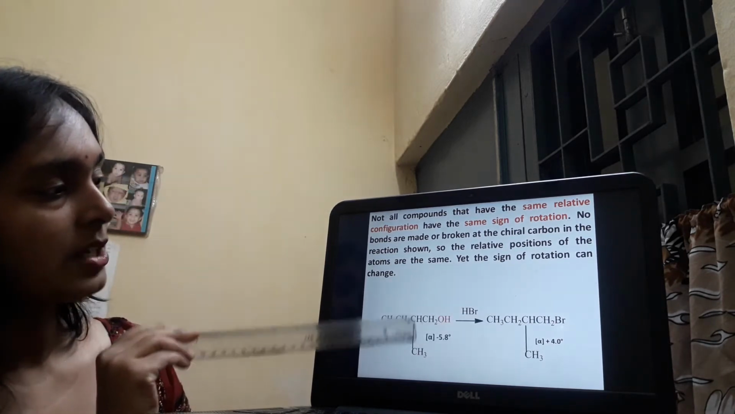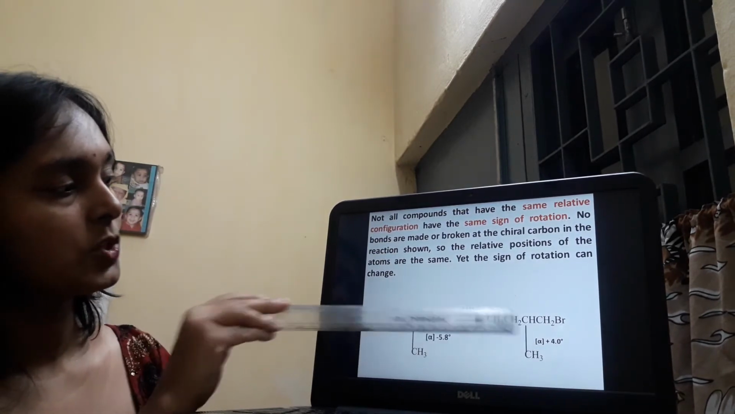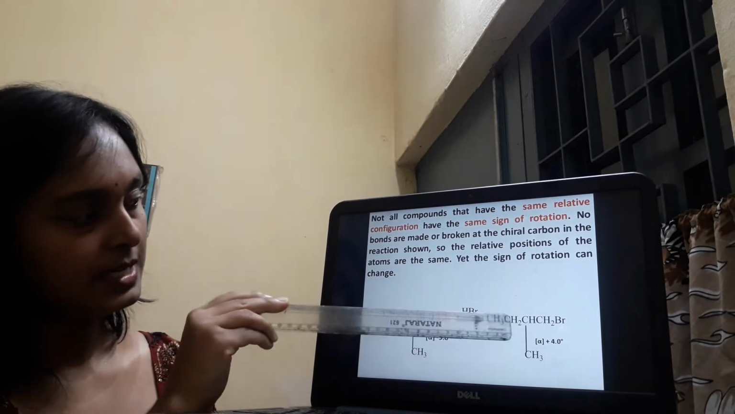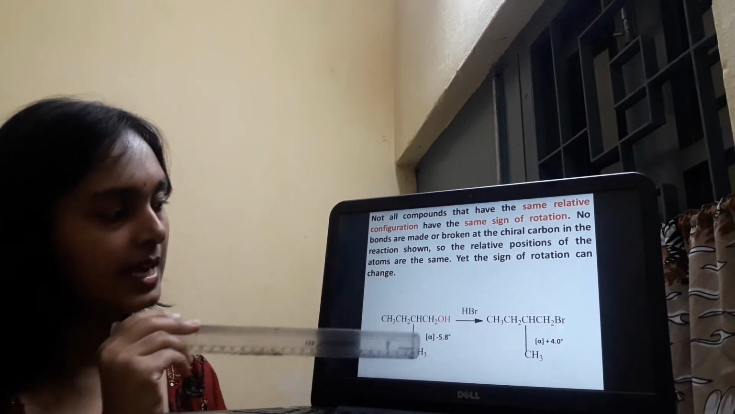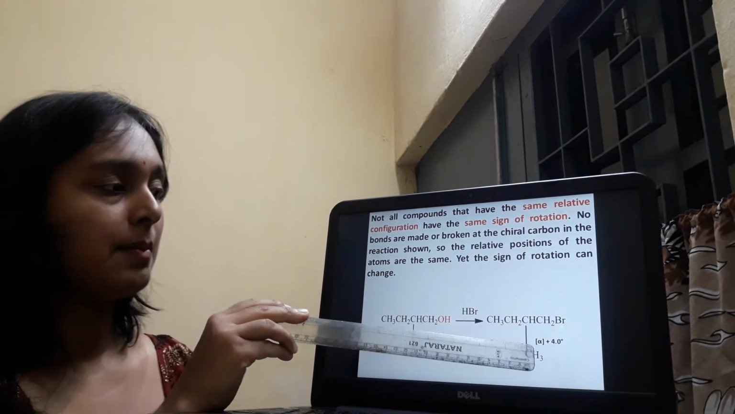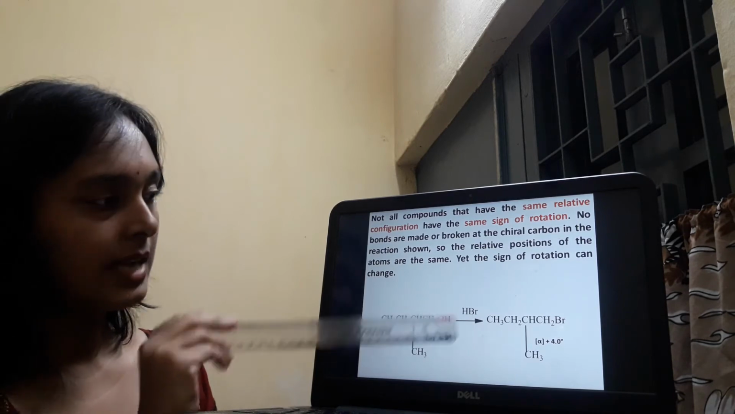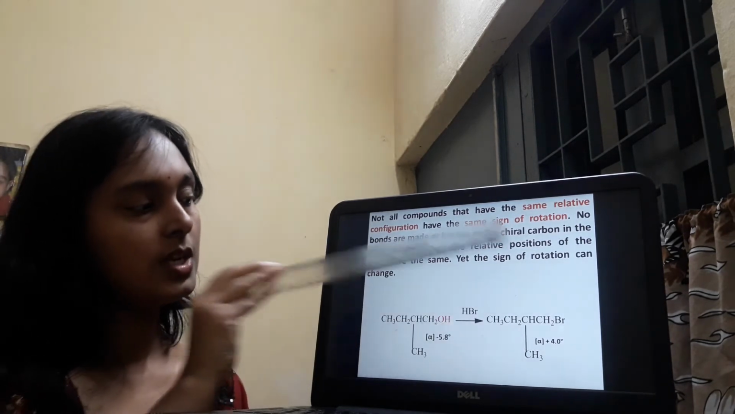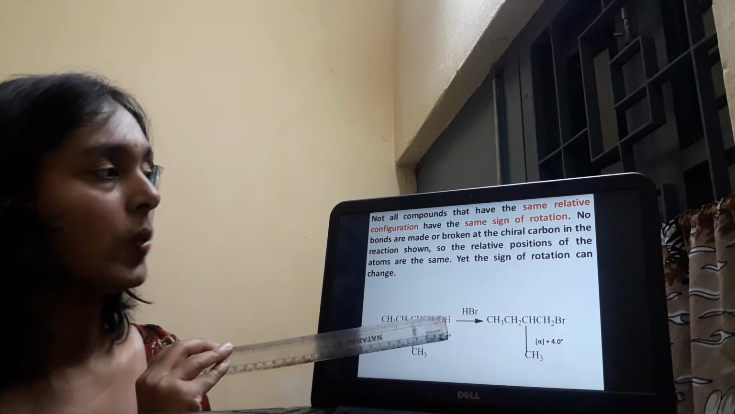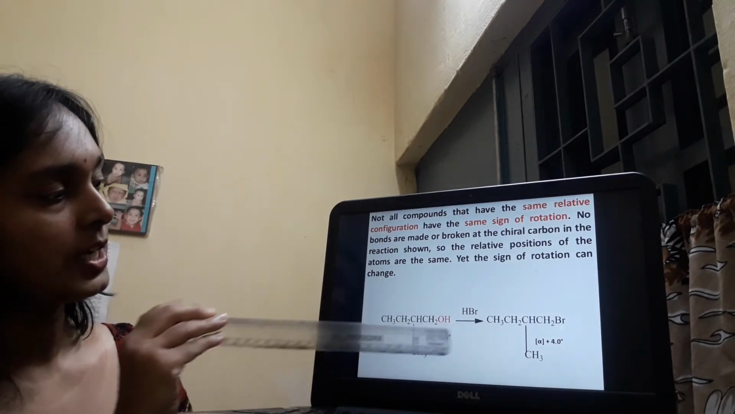No bonds are made and no bonds are broken at the chiral carbon. So here no bond is making, no bond is breaking over these two chiral centers. So the relative positions of the atoms are the same here also. See, all the compounds on the left-hand side, right-hand side, and below are the same. The only difference is that bromine is substituted with respect to that OH. But the sign of the rotation can change. Here it is minus and here it is plus.